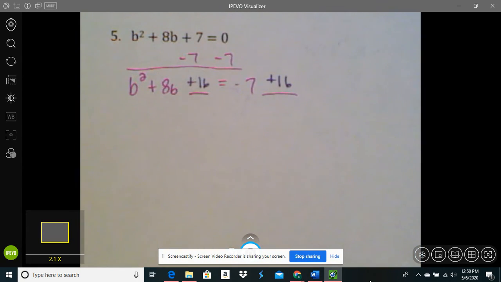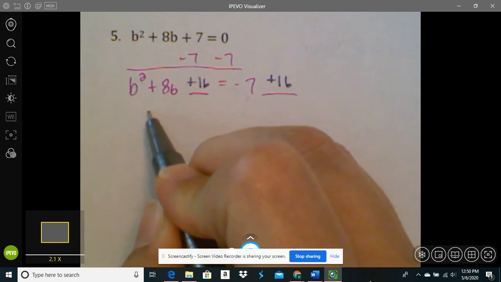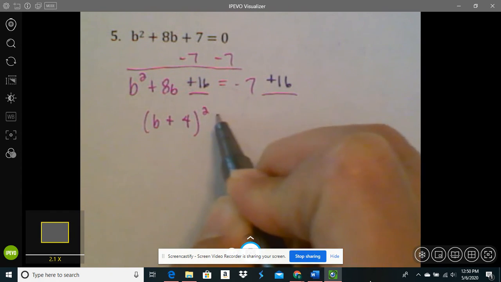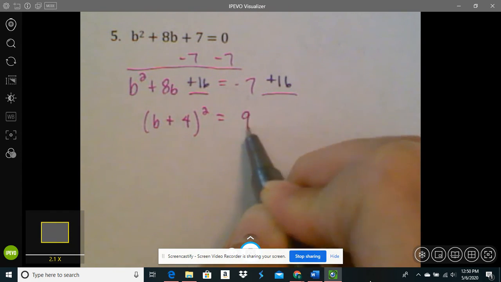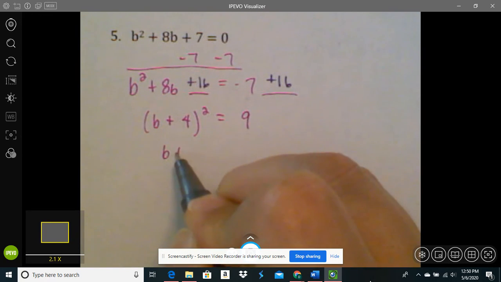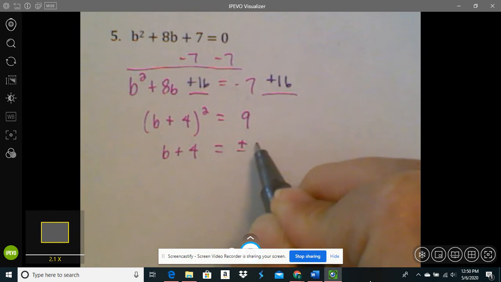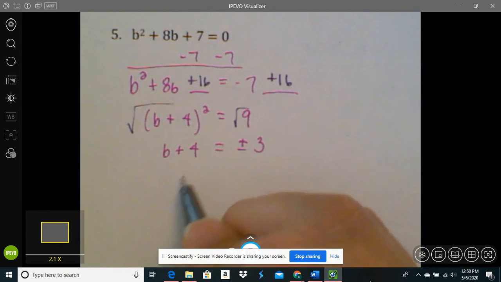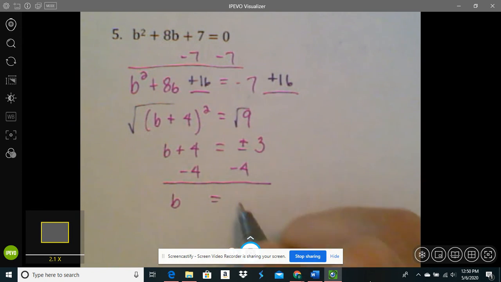The 16 gets added to both sides. We write this in its condensed form. It is the square of b plus 4. Over here, negative 7 plus 16 is 9. We're going to take the square root of both sides. The square root of 9 is 3. And again, we consider the positive and negative case. Robodeer, it sounds like you've done that. Yes, we are doing the same thing every time. It just so happens that the number combinations are different. So we get b plus 4 equals plus or minus 3, so b equals negative 4 plus or minus 3.